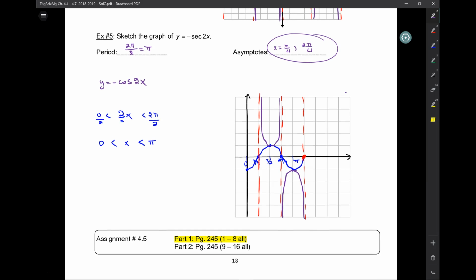And that's it. That's it for this. Now I have some practice for you guys, for secant, cosecant, tangent, cotangent.